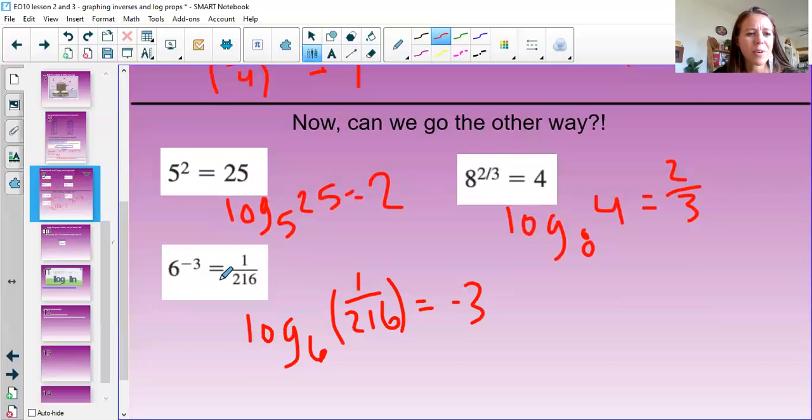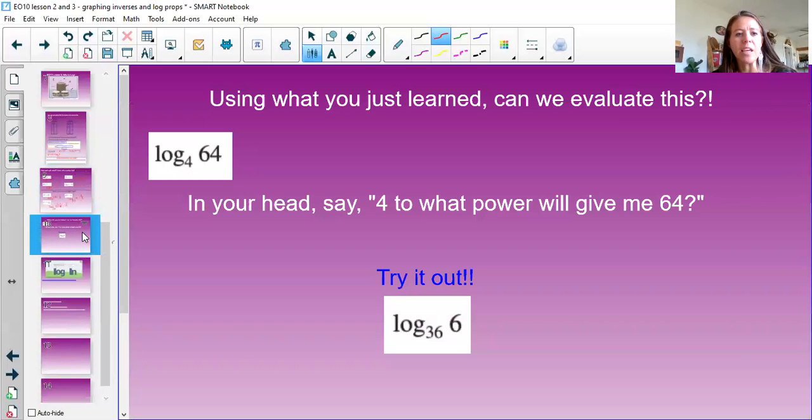Okay? So I want you to try something for me. Actually, I'll show you one first and then you can try it. If we now know how to rewrite them, we've just learned how to rewrite a log into exponential form, and an exponential form into logarithmic form. Can we evaluate logs? What does that mean to evaluate a log? Let's look at log base 4 of 64. We can imagine this has a question mark. What does that equal? 4 to the what power is going to give me 64?